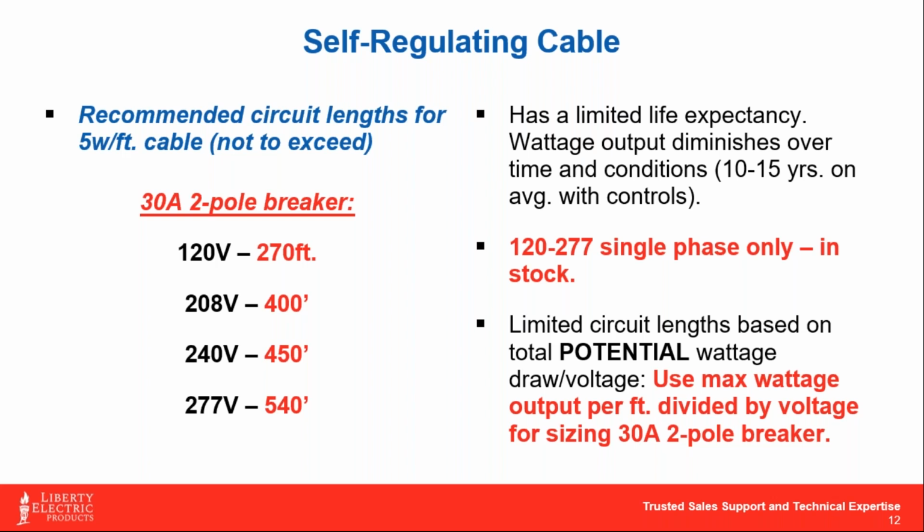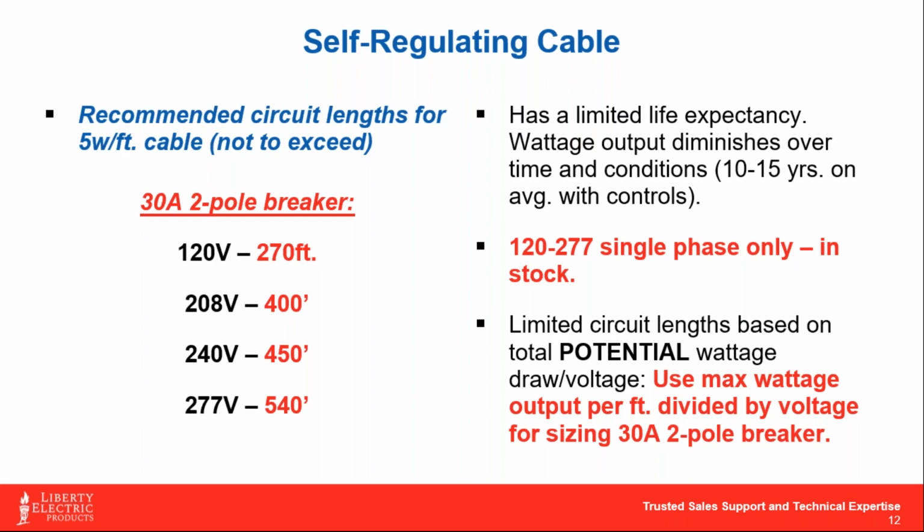Now, they're typically designed around 240 volt. So when we apply less than 240 volt to a product that was engineered for 240 volt, you're going to get a little voltage derating, okay? So now your 5 watt a foot cable might be putting out more like 4.2 watts a foot, you know, 4 watts a foot, so on and so forth.